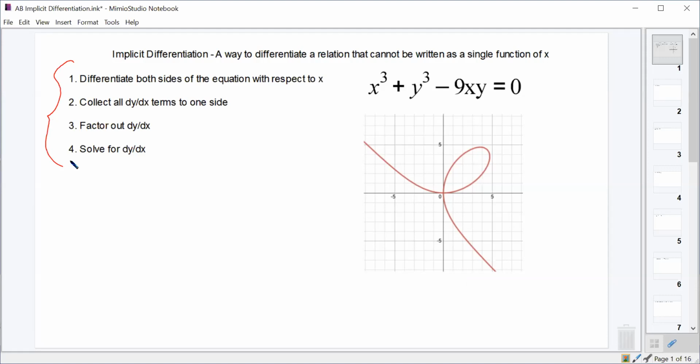We're going to take a look at some of the graphs of the equations that we're dealing with today, because a lot of these implicitly defined equations look pretty cool. For example, this one, x cubed plus y cubed minus 9xy, gives us this nice little loop in it. This particular graph is called the folium of Descartes.